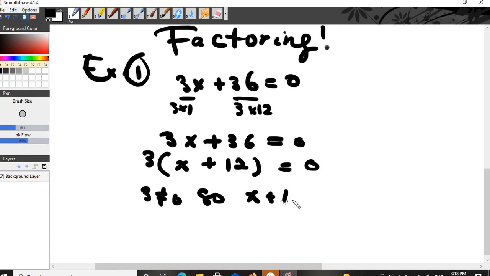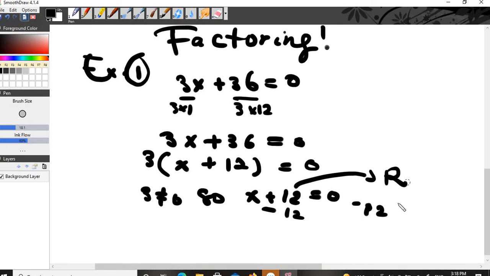So x plus 12 must be 0. And then we just subtract 12 from both sides, or we're gonna take 12 to the right hand side. So the 12 cancels out, so x is gonna be minus 12. So when x is minus 12, the whole thing becomes 0. Even if we use the original equation or this part, both are correct.